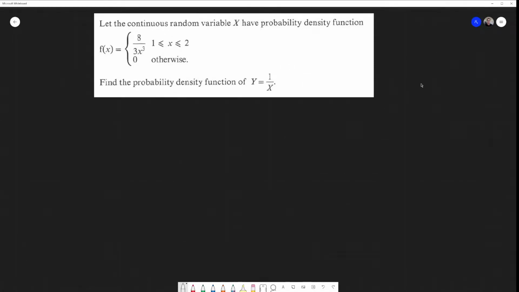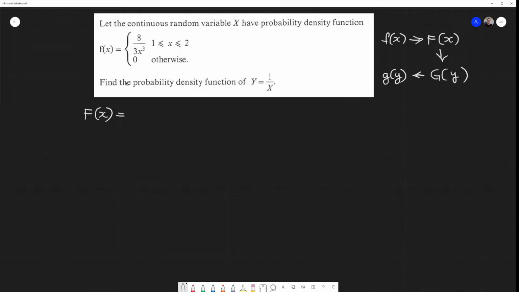Okay, so for this question, the tricky part is this 1 over x here. You're given the PDF of x and you're asked to find the PDF of y. So we're doing the same thing. We do PDF of x, change that to the CDF of x, and then change that to CDF of y, and then change that to PDF of y.